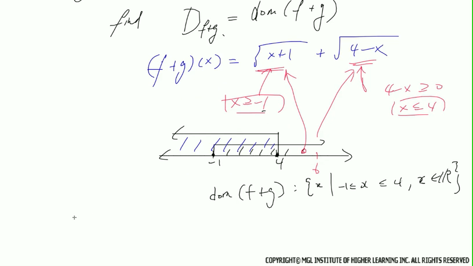Okay? So let's say you have domain of f and domain of g. Domain of f plus g is going to be domain of f intersection domain of g. So it's the common area shared between the two.